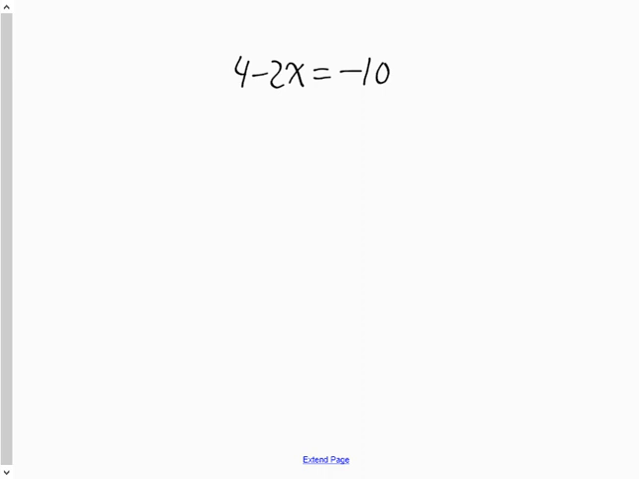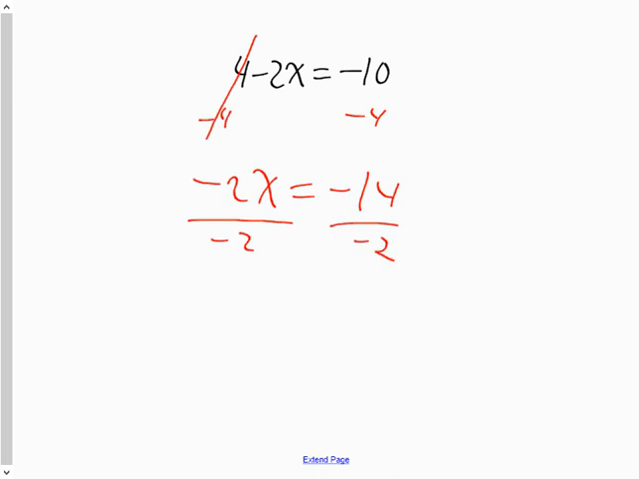Algebra. We have a constant, so the first thing I'm going to do is remove the constant on both sides. Negative 2x is equal to negative 14. Divide both sides by negative 2, and x will equal positive 7. 1 point for the work, 1 point for the answer.